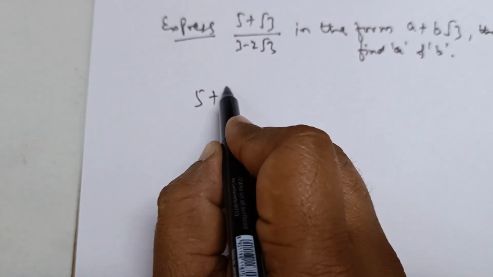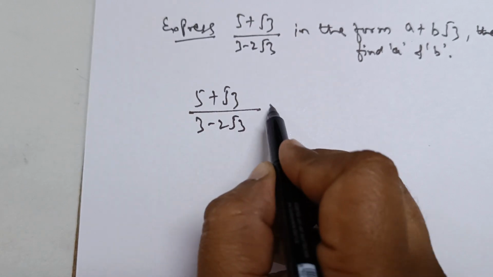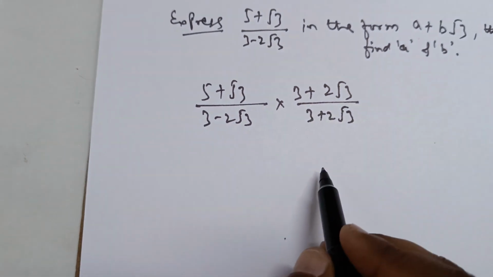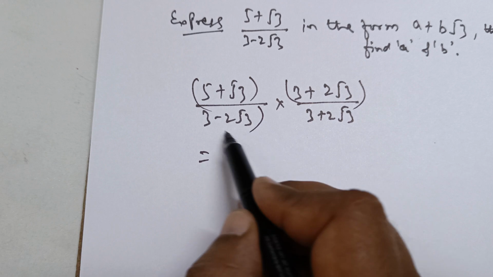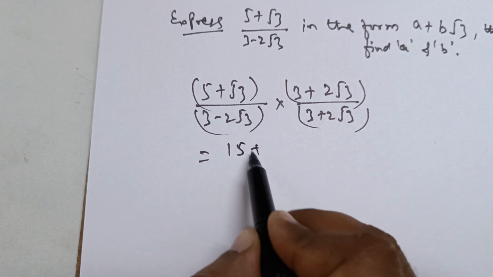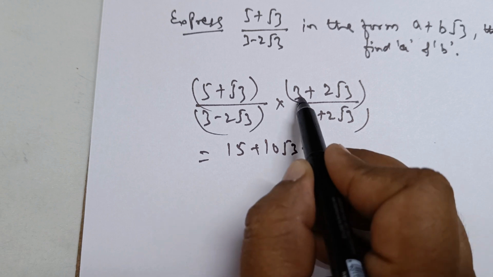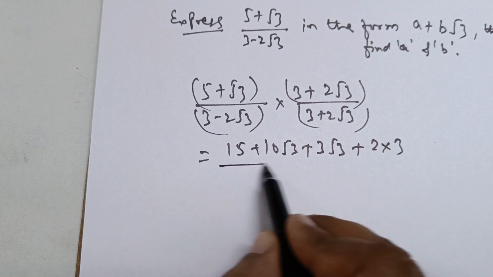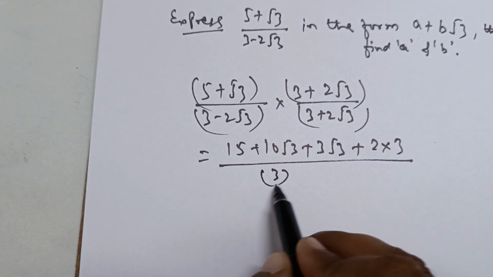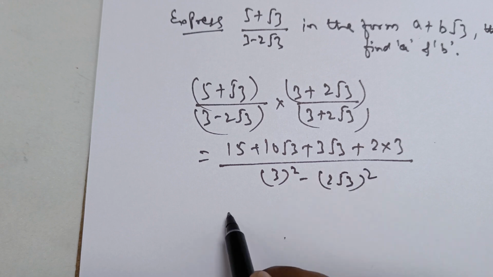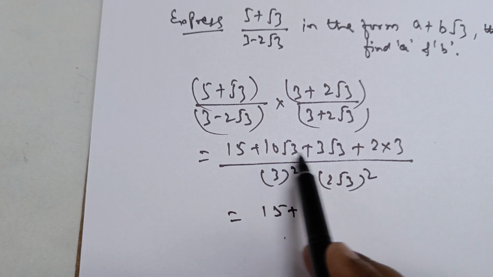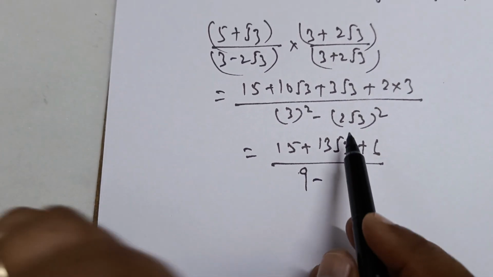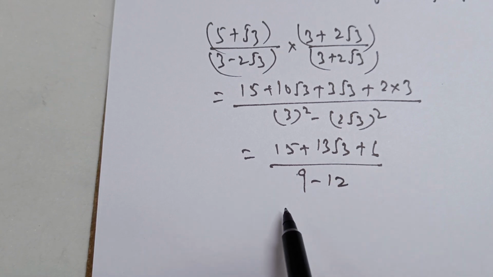First of all, we'll rationalize the denominator by multiplying both the numerator and denominator by its conjugate. So if we multiply this by this and this by this, 5 threes are 15 plus 10 root 3 plus this multiplied by this is 3 root 3 plus this multiplied by this is 2 into 3. A plus b, a minus b is a square minus b square. So 15 plus 10 and 3 is 13 root 3 plus 6, divided by 9 minus 2 square, 4 threes are 12. So 15 plus 6 is how much?